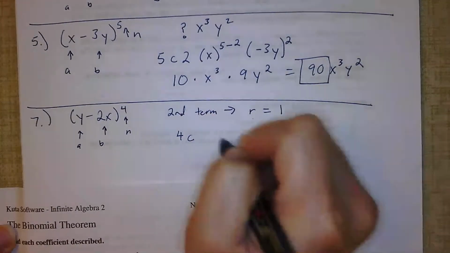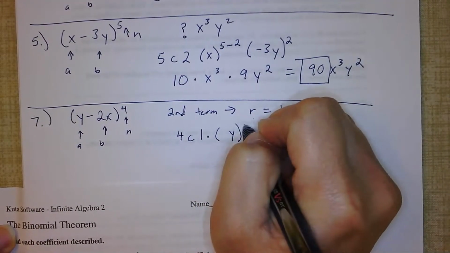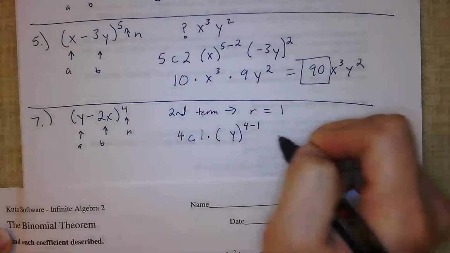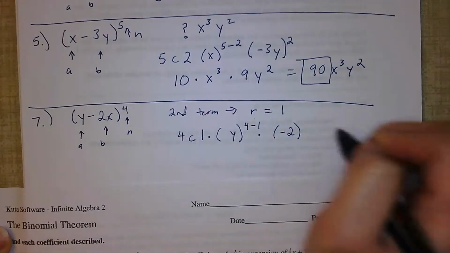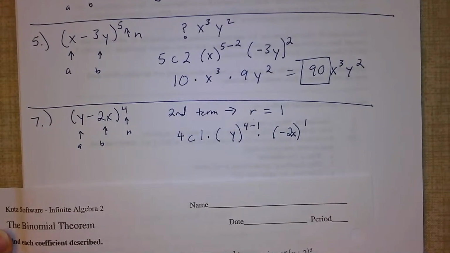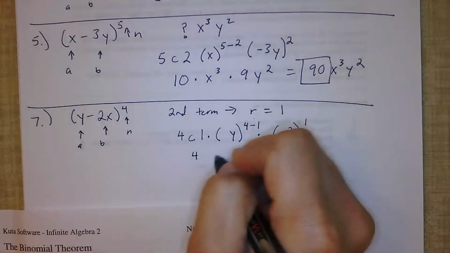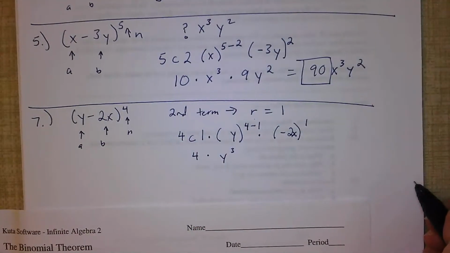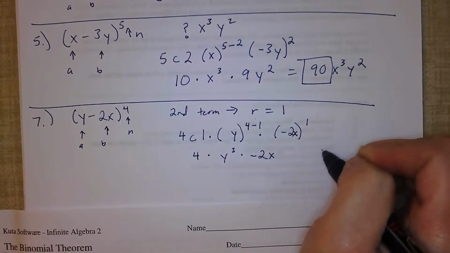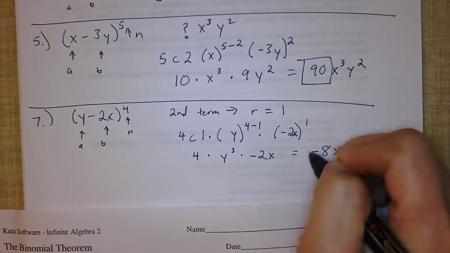So I've got 4c1 times a, which is y, raised to the n minus r, times b, which is negative 2x, raised to the r. So now 4c1 is just 4. And then this is going to become y cubed, and then times negative 2x. So when I multiply this together, 4 times negative 2 is negative 8, becomes negative 8xy cubed.